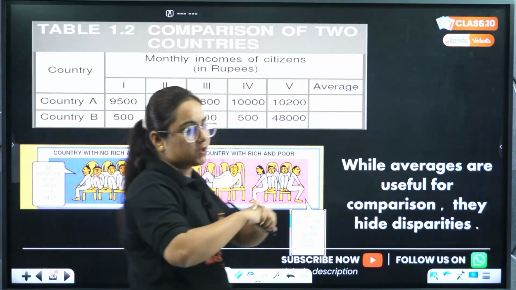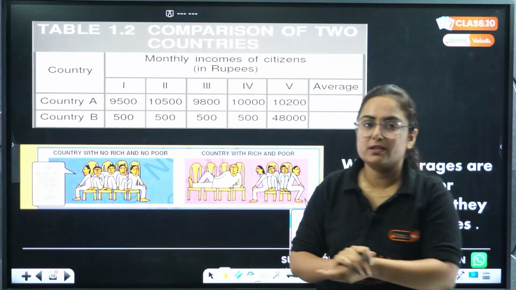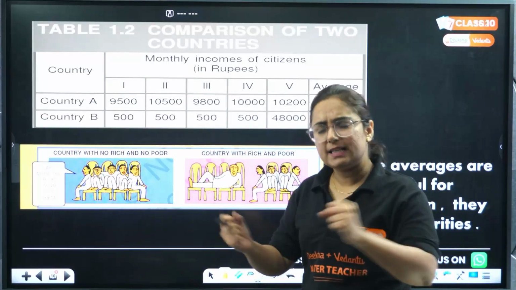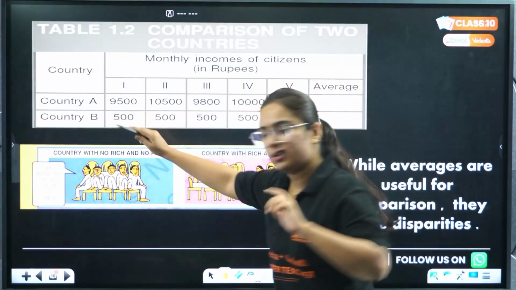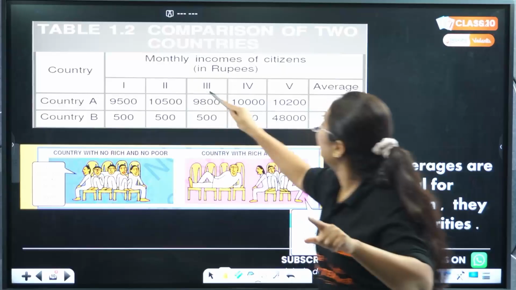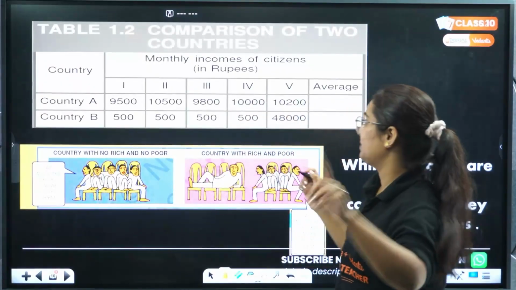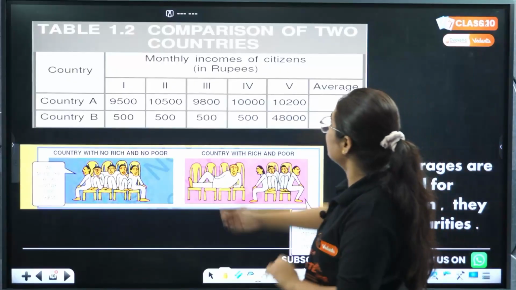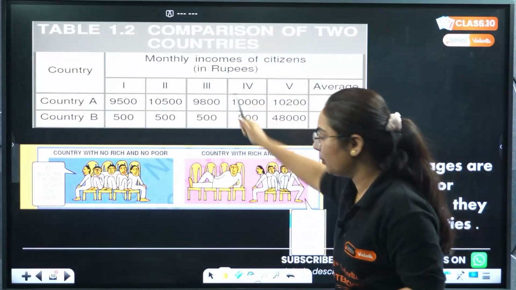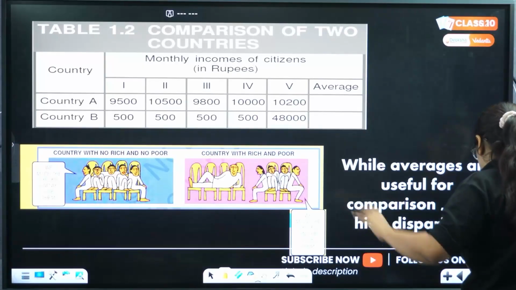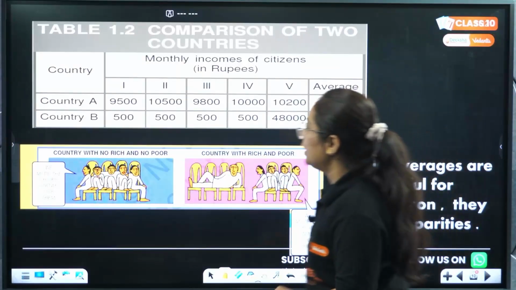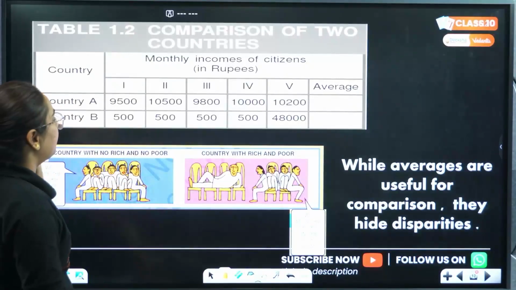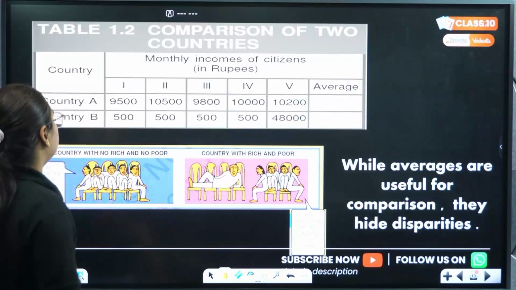First, the number of citizens in each of the countries is not the same, so we took averages. Let us take the example of country A and country B. In both the countries, there are 5 citizens. Monthly income of the citizen in rupees. When you look at this graph in the book, you will see some mistake in this graph. Actually, there is a mistake in this graph. I'll tell you in between what the mistake is.